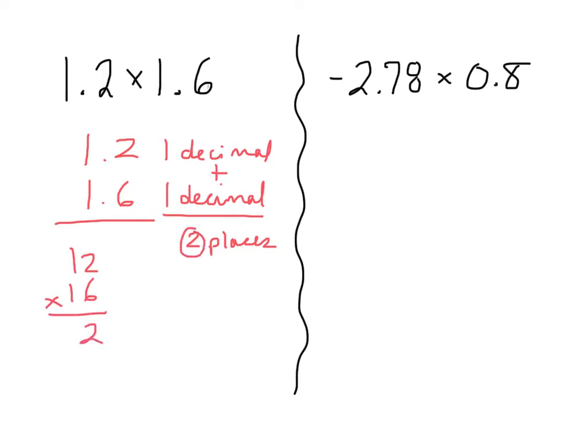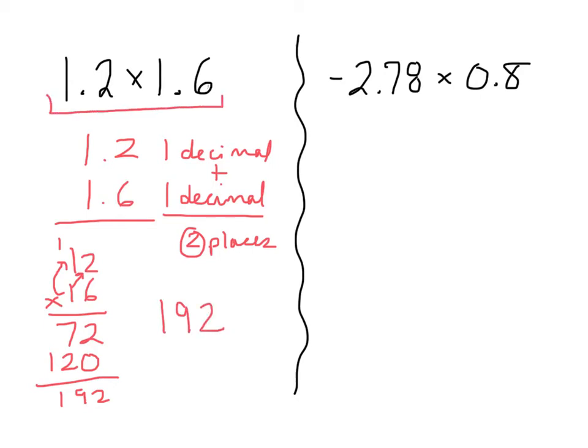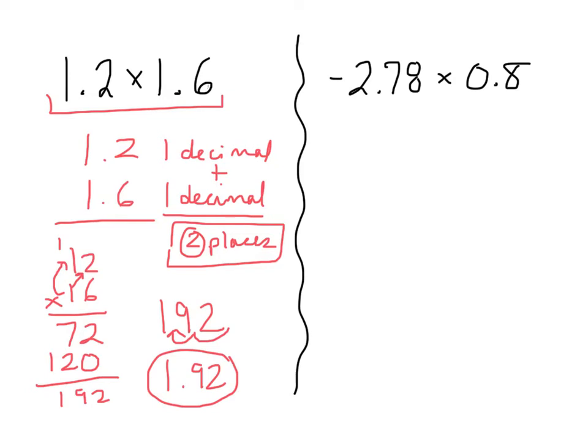6 times 2 is 12, carry the 1. 6 times 1 is 6, plus 1 is 7. Put a 0 in place, hold the place. 1 times 2 is 2. And 1 times 1 is 1. When I add, I get 192. Well, 1.2 times 1.6 is not 192, so I need to remember my 2 places. I'm going to bring my decimal in 2 places. So my answer is 1.92. So a good strategy to think about multiplying decimals is take the decimals away, do your multiplying, and then add them back in at the end.